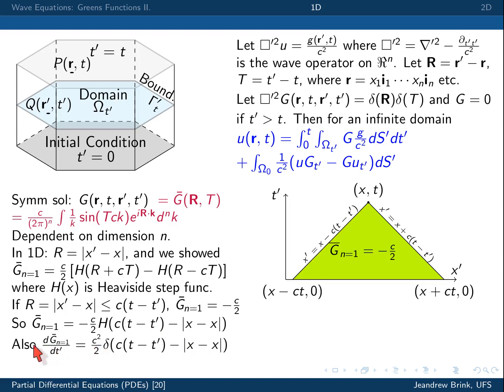We're now also going to need the derivative, because the derivative goes in here when we work out the derivative of g with respect to t prime. If we do that, the derivative of a step function is just a delta function multiplied by the coefficient in front of t prime. So it is minus c over 2 times c times minus, so that's c squared over 2. And we can now substitute this into our expression for u and then conduct the integral.